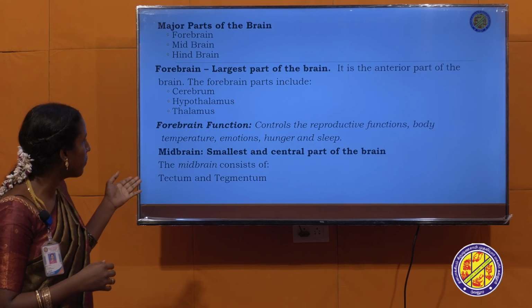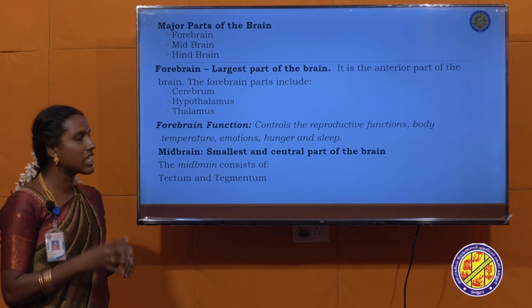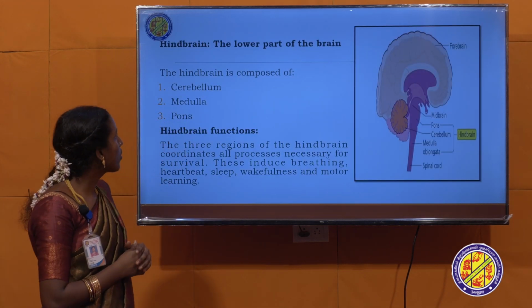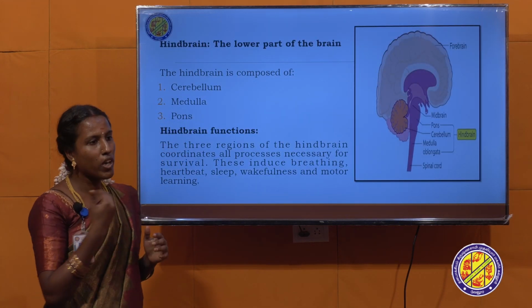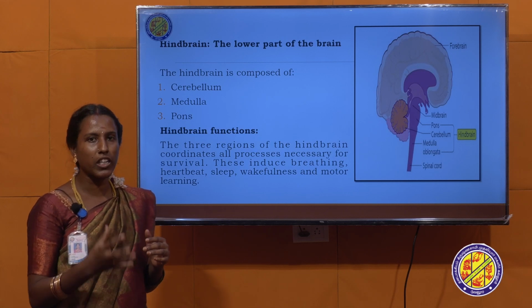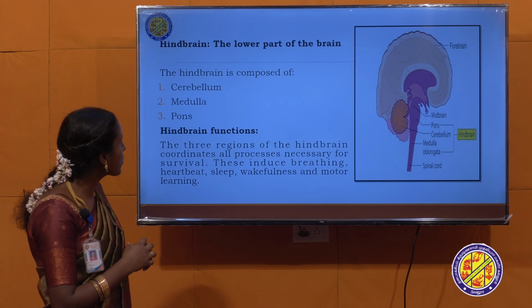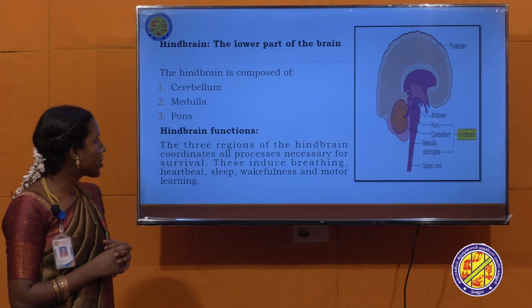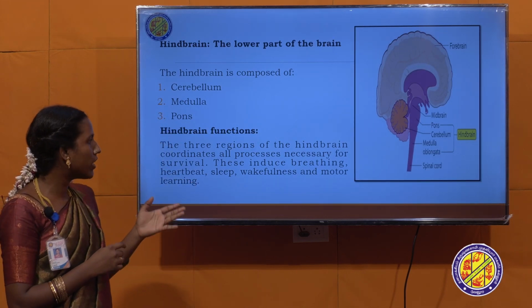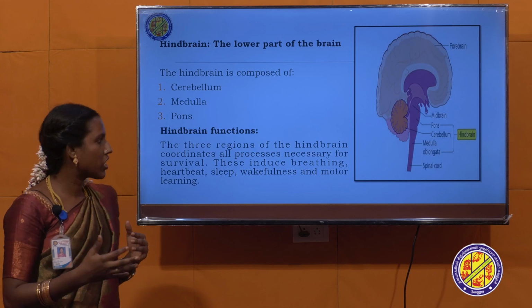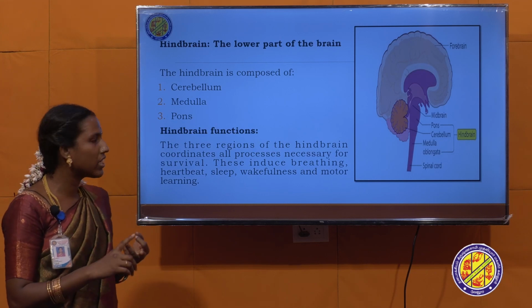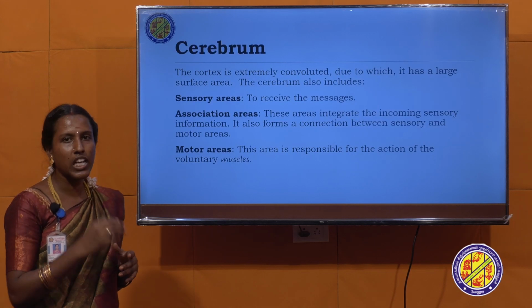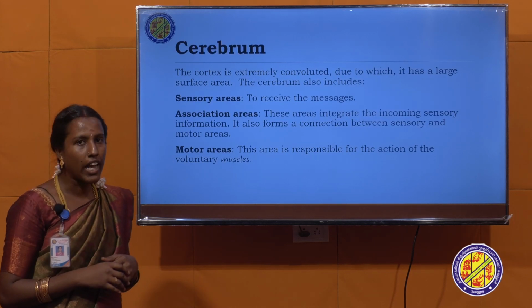The next one is the midbrain. The midbrain is the smallest and central part of the brain. The next one is the hindbrain. It is the lower part of the brain, the last part of the brain, and it has three things: cerebellum, medulla and pons. Its function is to coordinate sensory functions like breathing, heartbeat, sleep, wakefulness and motor learning. These are the functions of the hindbrain.